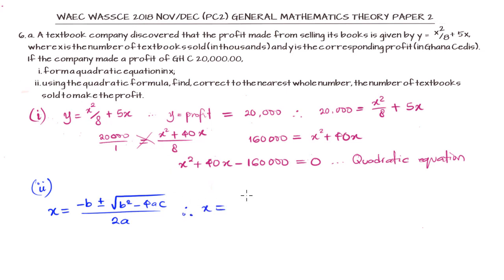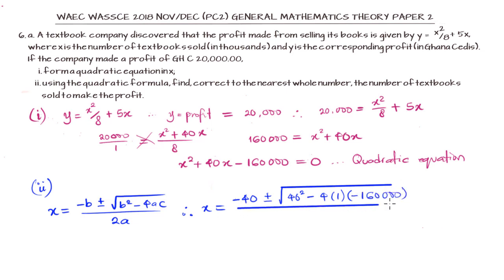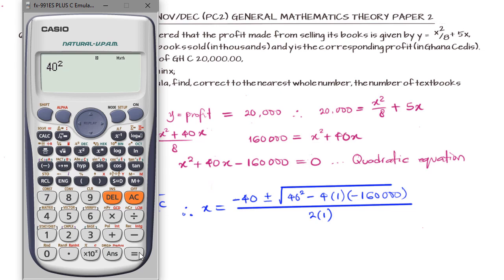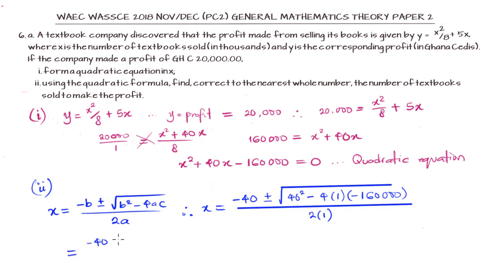We'll have x will be, b is 40, so we have minus 40 plus or minus square root of b squared. b squared is also 40 squared minus 4 multiplied by a, which is 1. Then c is minus 160,000. Note, not 160,000, it's minus 160,000, all divided by 2a. And 2a is 2 times 1. So bringing our calculator, we want to put in these values. 40 squared, let's do it straight. Minus times minus will be plus, so it will be plus 4 multiplied by 160,000. That's 641,600. So if we are to find the square root of that, let's write it out first. Minus 40 plus or minus square root of 641,600 over 2.